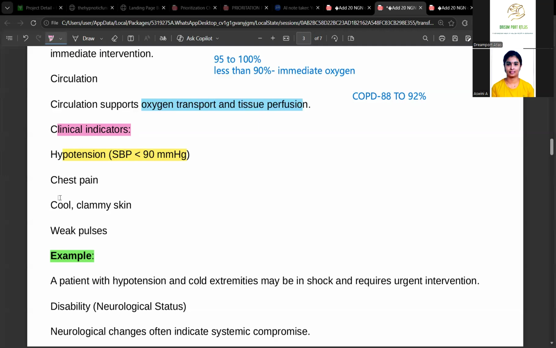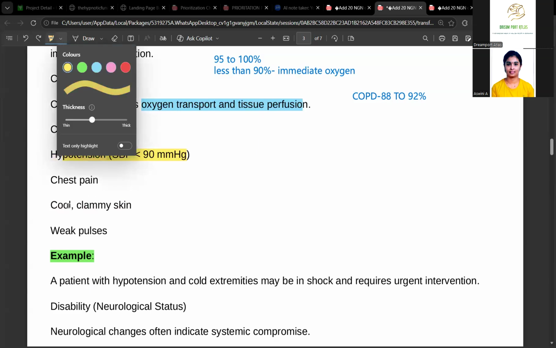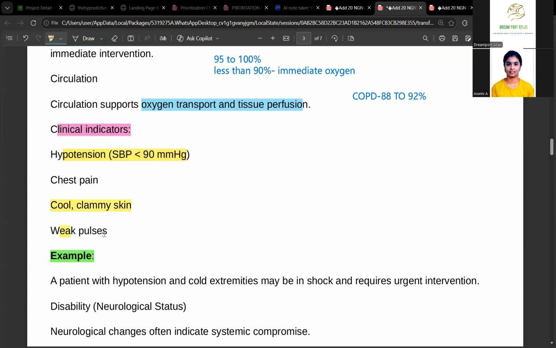In case of MI, how is the reason coming? There is a decreased blood supply because of the atherosclerosis, and it can lead to hypoxemia, then hypoxia, then necrosis of the tissue. And while touching the skin, we can notice cool and clammy skin, and while assessing the pulse, it would be a weak and thready pulse.